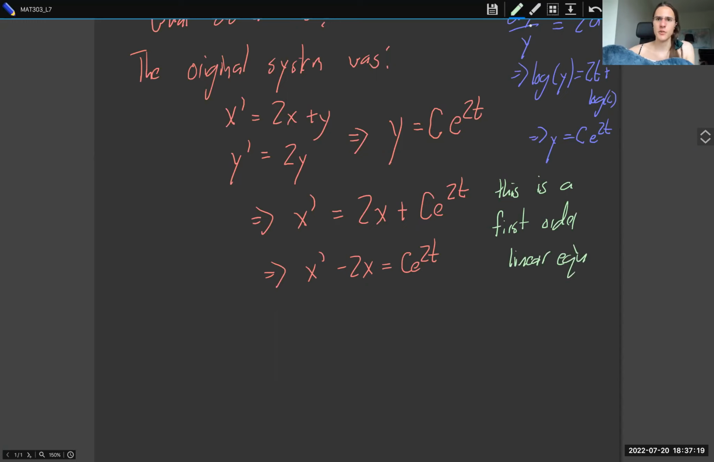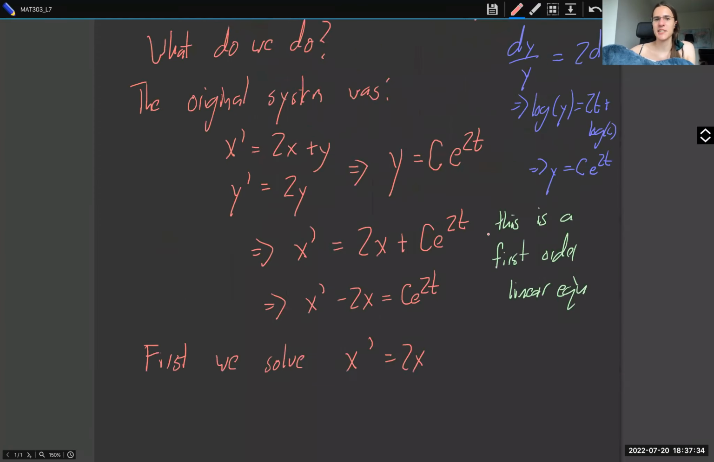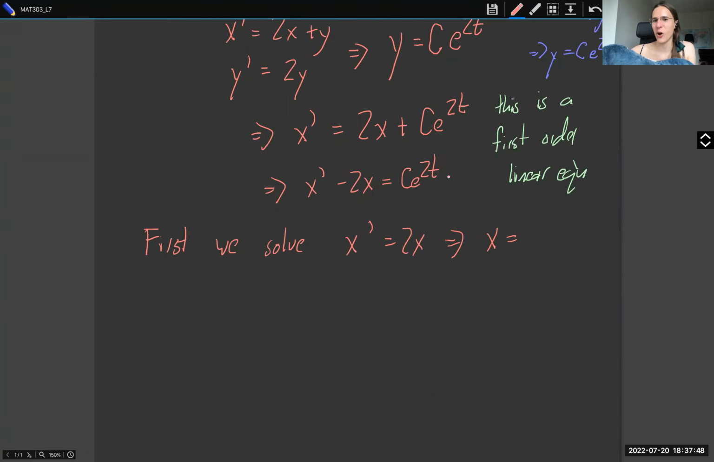And we know how to solve these, right? So first we solve the homogeneous problem. The homogeneous problem can be written as x prime is equal to 2x. And we know what the solutions to this are because we just literally solved this equation with x instead of y. So x is equal to, and this is sort of misleading because this isn't the same x as in the non-homogeneous thing. So we're solving the homogeneous problem. The solution to the homogeneous problem is x is equal to c e to the 2t.